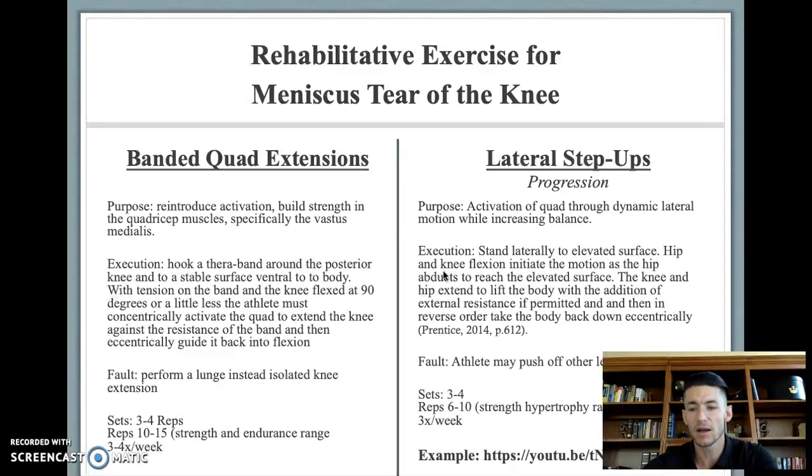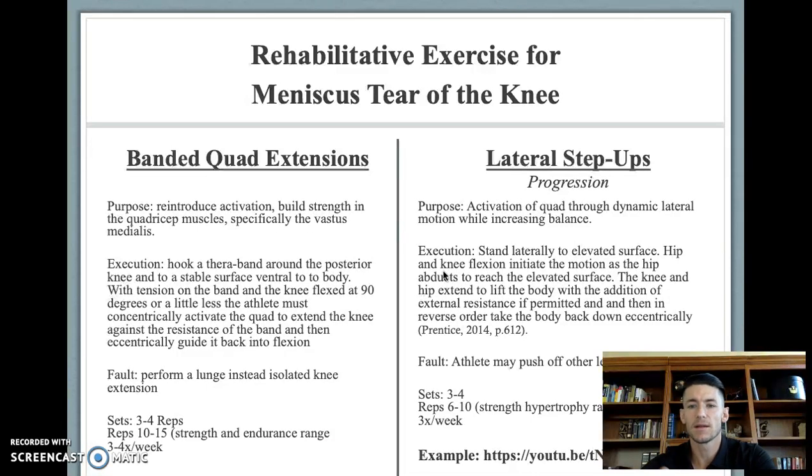Performing a lunge instead of knee extension is a common fault in this exercise. You're going to do this for about 3 to 4 sets at 10 to 15 repetitions, again being in that strength and muscular endurance rep range, 3 to 4 times out of the week.